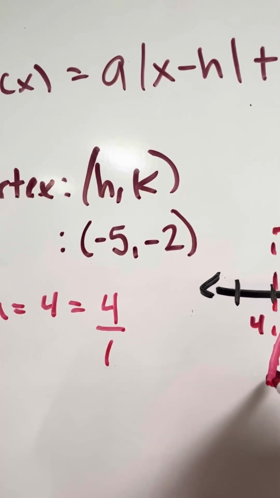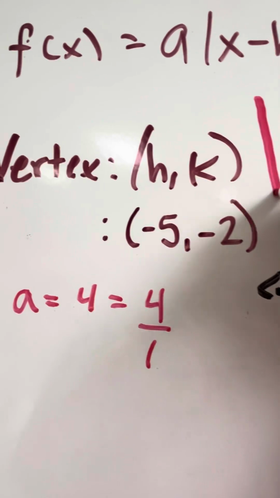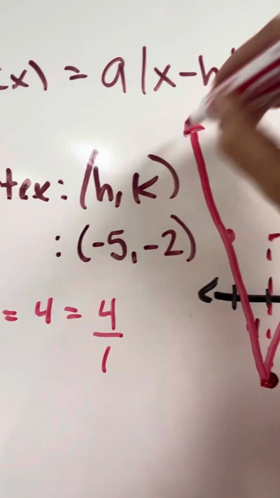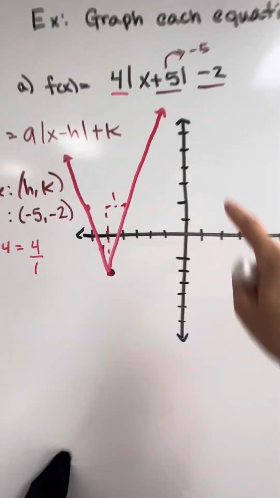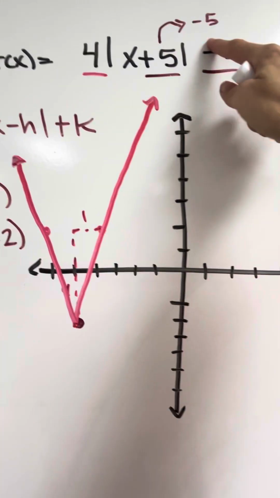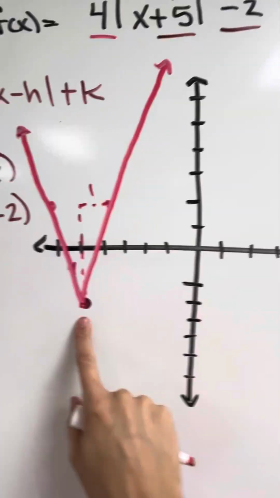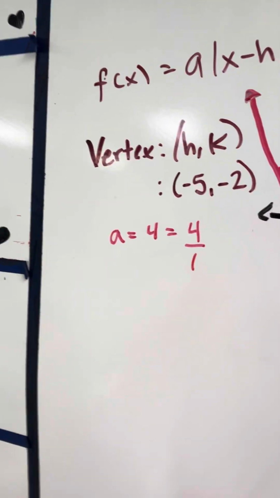And then the other one, I just do the same thing. I go up 4/1, but then I go to the left, because remember, I need to make a V. And that is my absolute value graph. Okay, so again, recap, graphed the vertex, h, k. H is opposite, so it's not +5, it's -5. -2, graphed that point, and then used my A value to be my slope, up 4/1.